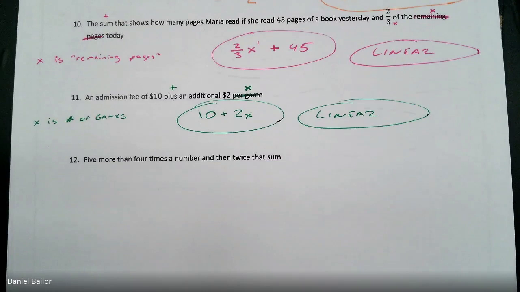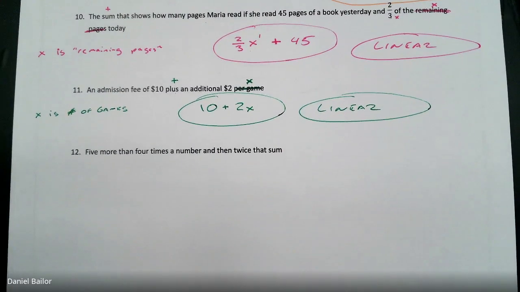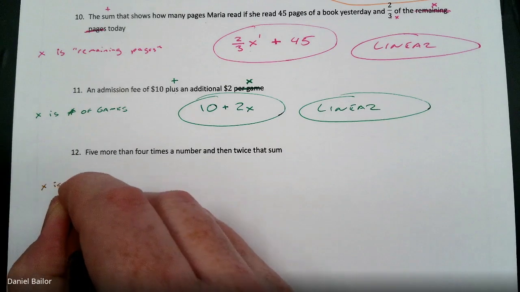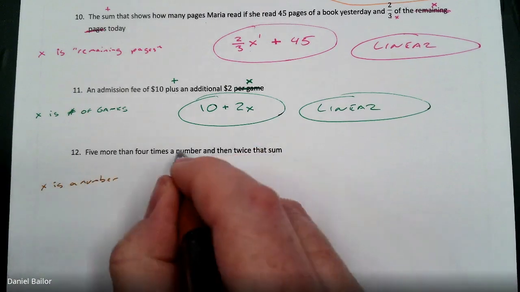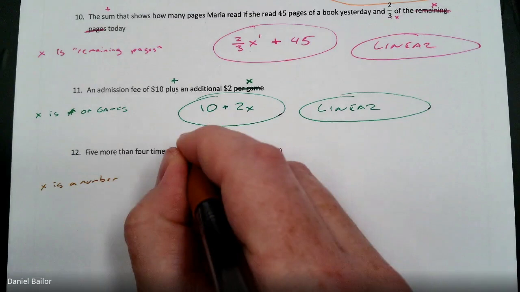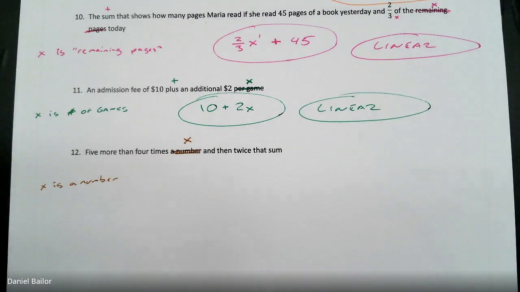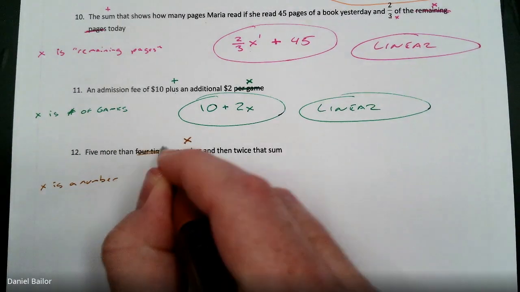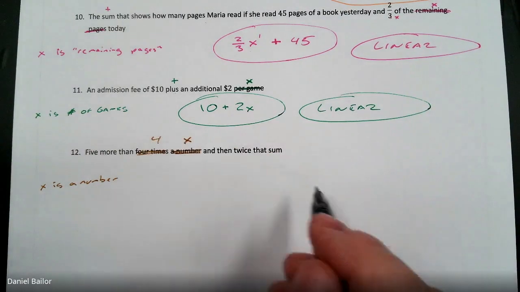Last exercise, number 12. 5 more than 4 times a number and then twice that sum. Okay, so X is going to be the number because that's what we don't know. We do not know the number, so X. And like I said, I always like to start closest to the X. So what's happening to the X? It's 4 times X. So it's 4X.